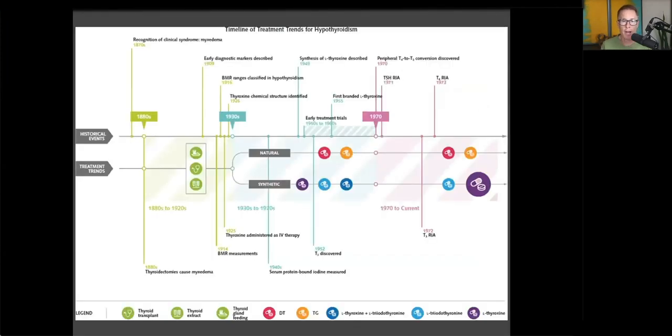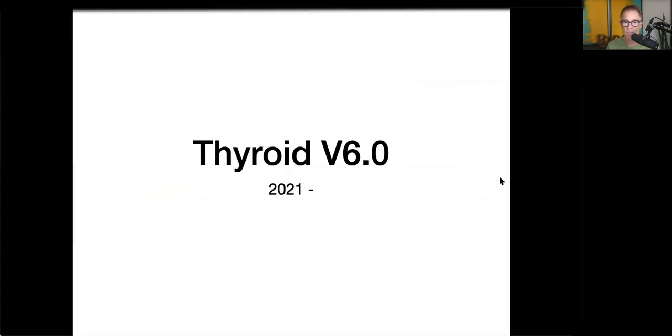So here's a quick synopsis of what was going on. So there's been many versions of natural thyroid. We now use natural desiccated thyroid, but there was also thyroglobulin and thyroid extracts that were in use in parallel for quite some time, as well as T3 by itself. So right now, the main emphasis is using TSH for diagnosis and T4 only for treatment. But that's this stage. So what about the next stage?